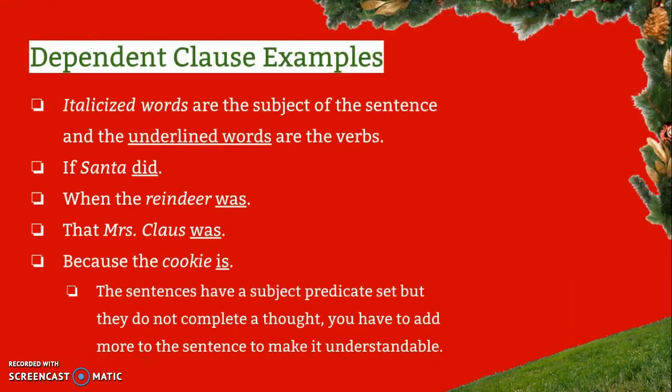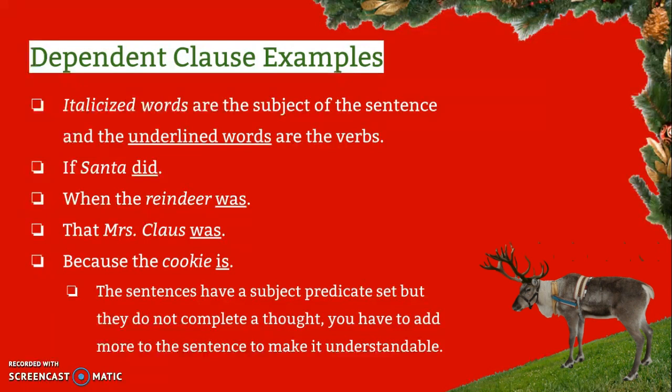Dependent clause examples. Again, italicized words are the subject of the sentence and the underlined words are verbs. If Santa did, when the reindeer was, that Mrs. Claus was, because the cookie is. They have a subject predicate set, but there isn't a complete thought.